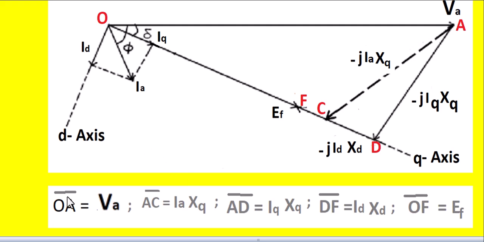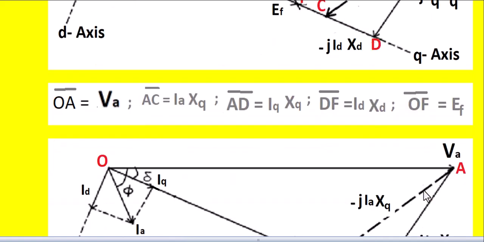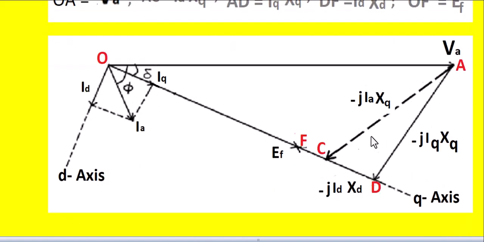Once the vector diagram is drawn, then calculate the various values. OA represents the applied voltage per phase, AC represents Ia Xq, AD represents Iq Xq, and DF represents Id into Xd. Next, OF represents the Ef. So taking all this into account, the vector diagram looks like this.